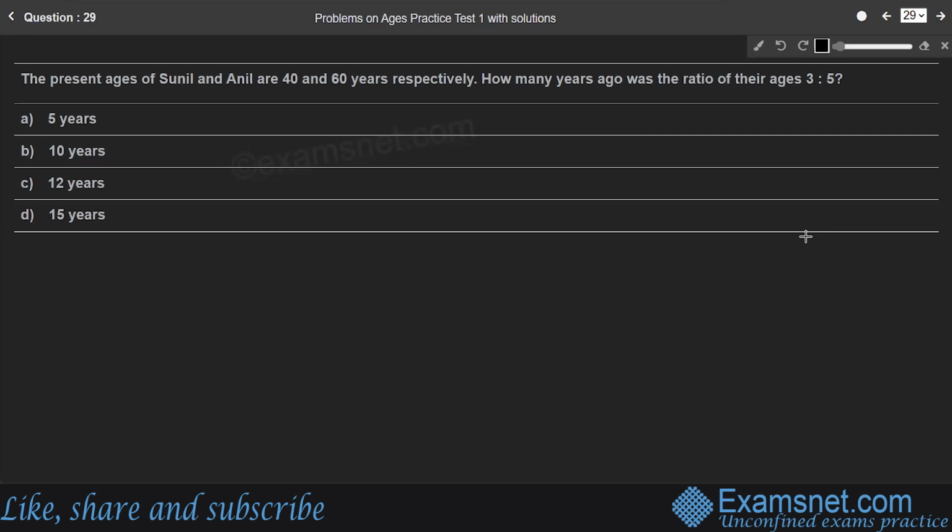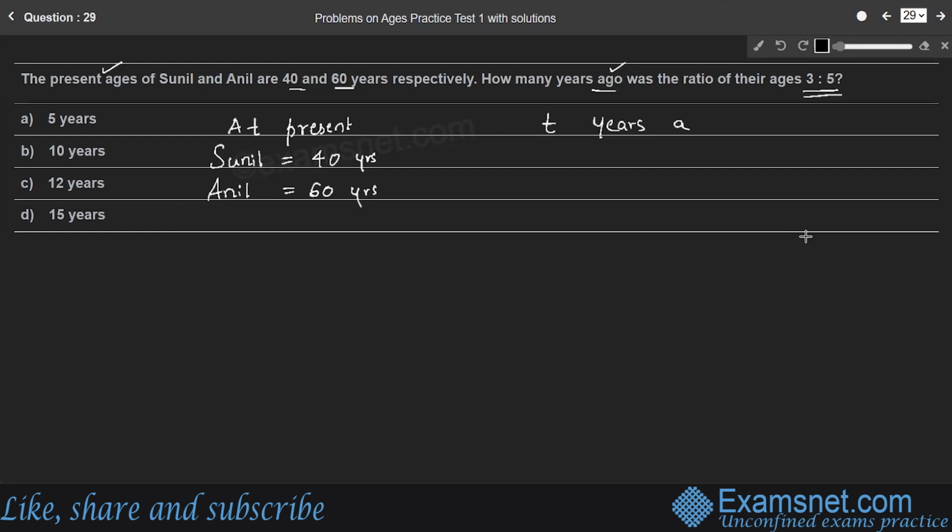Question 29. The present ages of Sunil and Anil are 40 and 60 years respectively. How many years ago was the ratio of their ages 3 is to 5? So we'll consider their present ages. At present, Sunil is 40 years old, whereas Anil is 60 years old. It is asked how many years ago the ratio of their ages was 3 is to 5. So we'll consider T years ago.